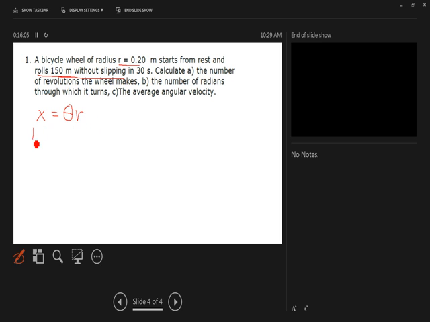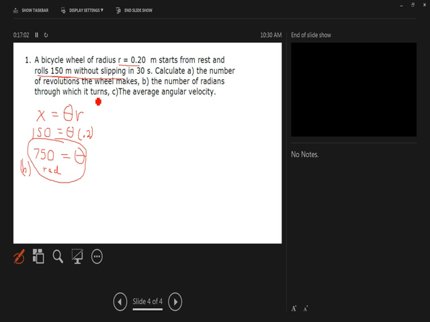So we could convert this to a theta type formula. Theta equals 150 divided by 0.2. 0.2 is 1/5. 5 times 150 is 750. So in order to travel 150 meters while rolling, the wheel has to turn through 750 radians. Okay, well, let's see if that's the number of radians through which it turns. Oh, that's the answer to B, isn't it? There's B.